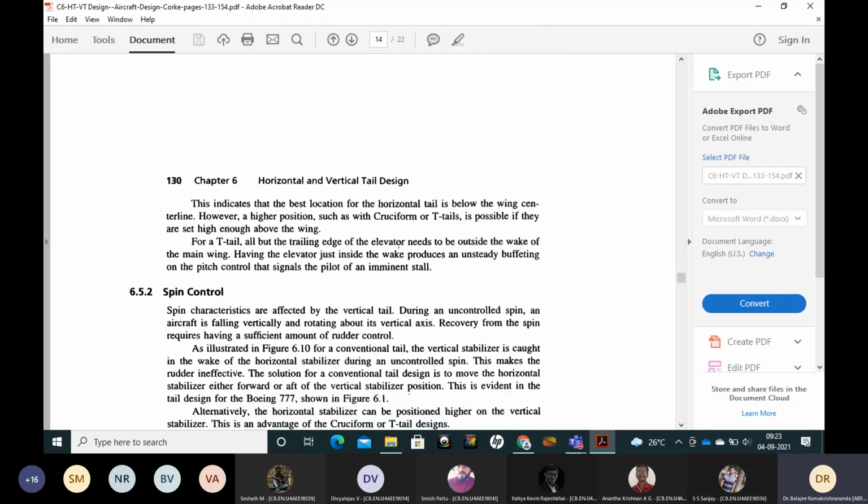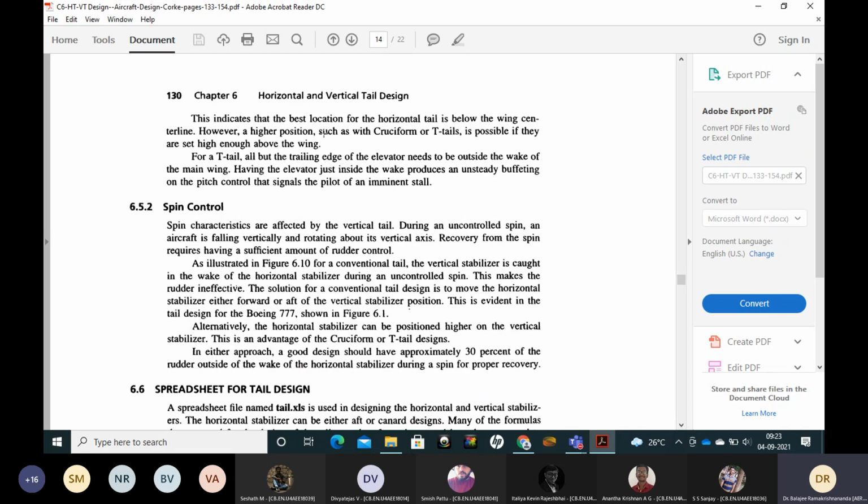If you want a higher position, you can go for a cruciform or T-tail. For a T-tail, all but the trailing edge of the elevator needs to be outside of the wake of the main wing. Having the elevator just inside the wake produces an unsteady buffeting on the pitch control that signals the pilot of an imminent stall. So if you slightly have the trailing edge inside the wake for a T-tail, if the stall is approaching, the pilot will get a warning, so he can immediately correct himself. This is a very minute point.